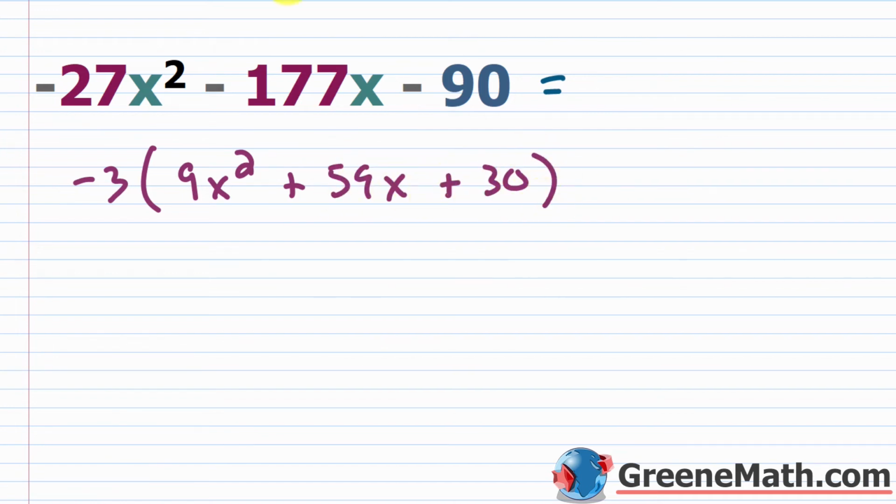Okay, so what I'm trying to factor on the inside here now has a GCF of 1. So keep that in mind. That's going to speed up the process. And everything is positive, so I'm going to be doing addition when I work with these integers. So let me set this up as negative 3 times.